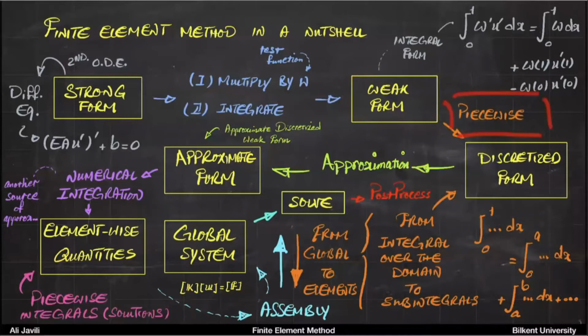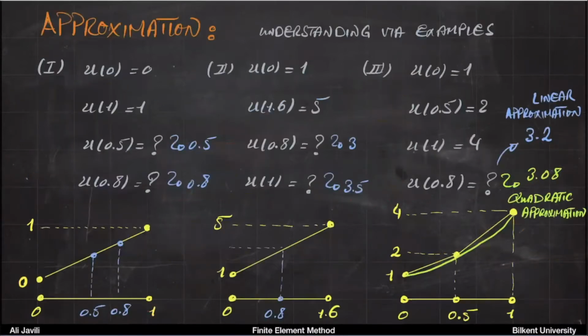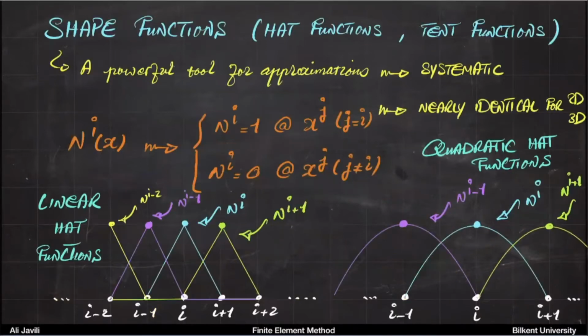you integrate that weak form piecewise. You come to this discretized form, and we also learned to do approximations to come to this approximate discretized weak form using the shape functions or hat functions or tent functions. In order to learn that approximation, we started with this example, and we mentioned that these shape functions or hat functions, they look like this. So they look like a hat or a tent.